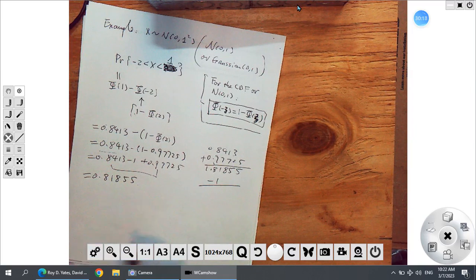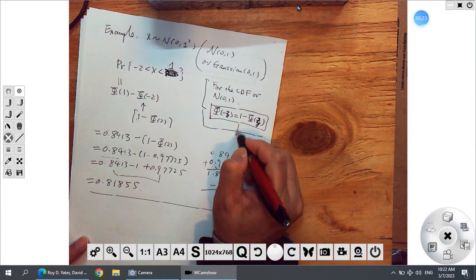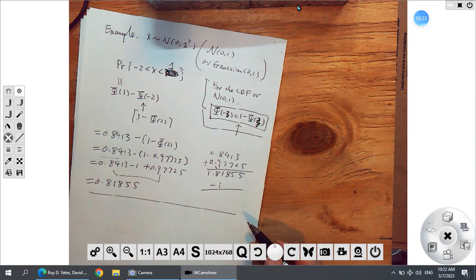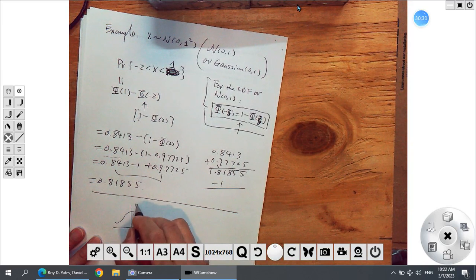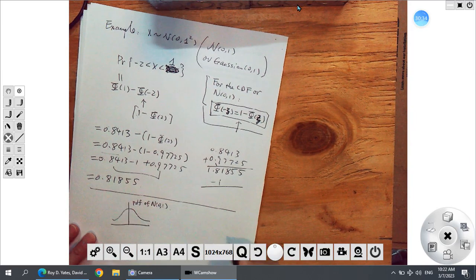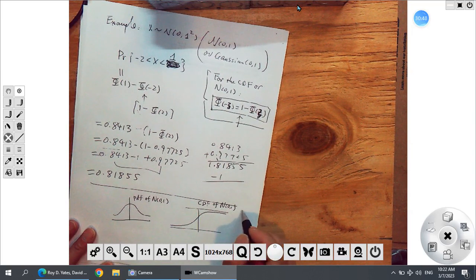Any question? Do you have any doubt about this? Actually, the thing is like this. This is the PDF of N(0,1). And then the CDF will look like this. This is the CDF of N(0,1). As the notation in the table, this is phi of z, and here is z.